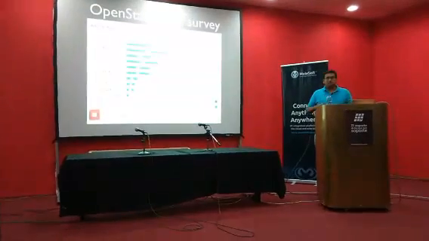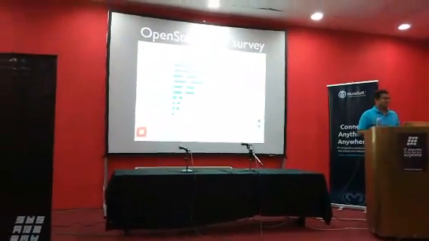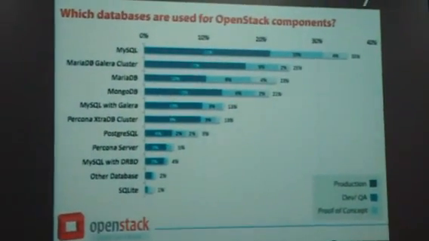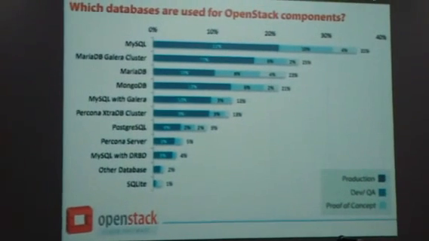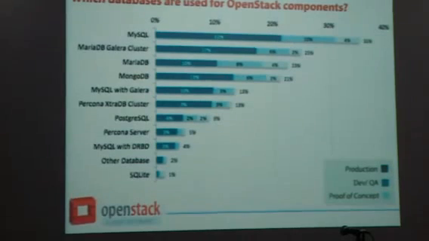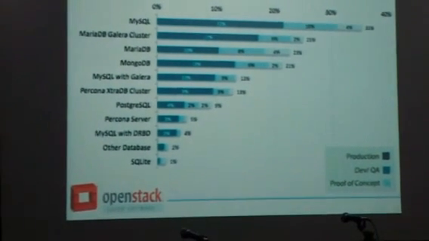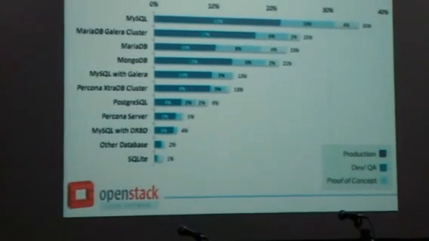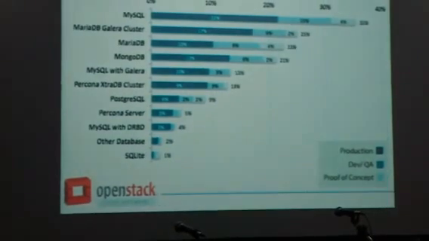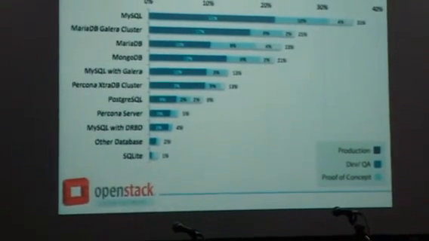The other parallel to how we see database usage is OpenStack users. What are OpenStack users using? And this was from the October 2015 survey, where they surveyed over 1,300 users or something. And you'd actually notice that, yes, MySQL is fairly popular for production use case. Second most popular is MariaDB Galera cluster, followed by MariaDB. And they also split this into dev, QA, and proof of concept. And you can get these surveys, which are done once every 6 months, from OpenStack.org.